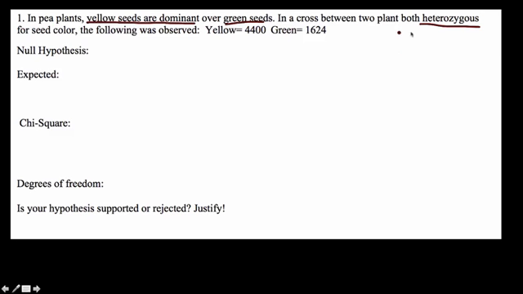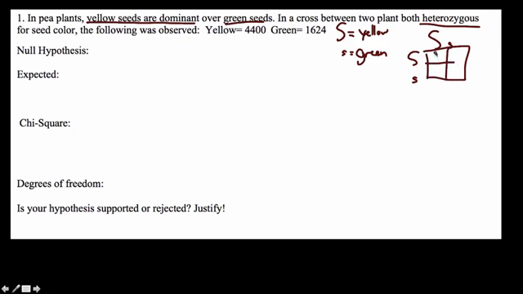So if they're heterozygous, we're going to use, let's say, capital S equals yellow and little s equals green. If we cross two heterozygotes, big S, little s, with big S, little s, we did a Punnett square, we'd find big S, big S, big S, little s, big S, little s, and little s, little s. So basically what we have here, these would all be yellow, and this would be green, so we have a 3-to-1 ratio. That would be our expected outcome if this is complete dominance.